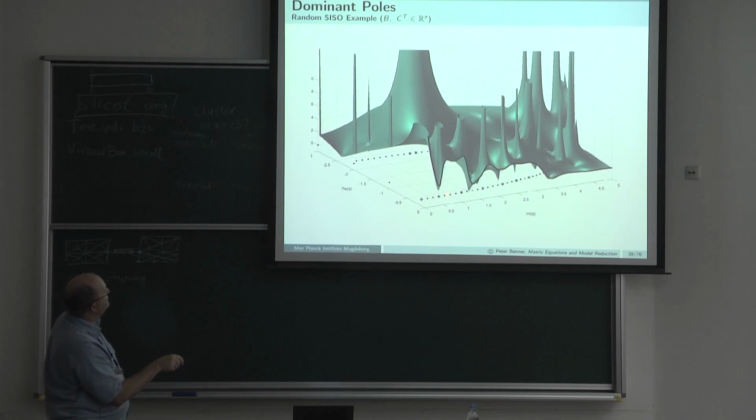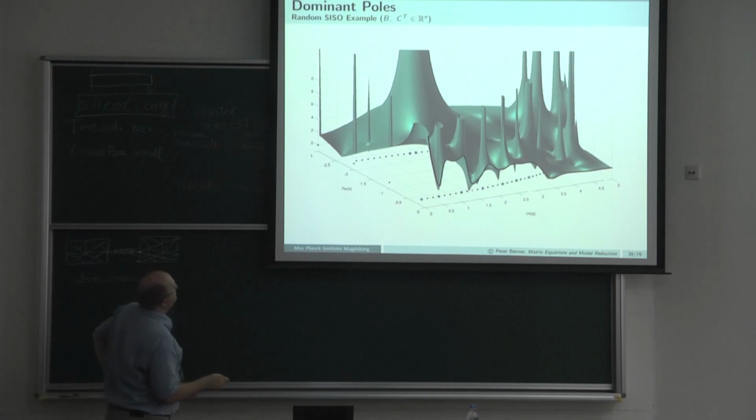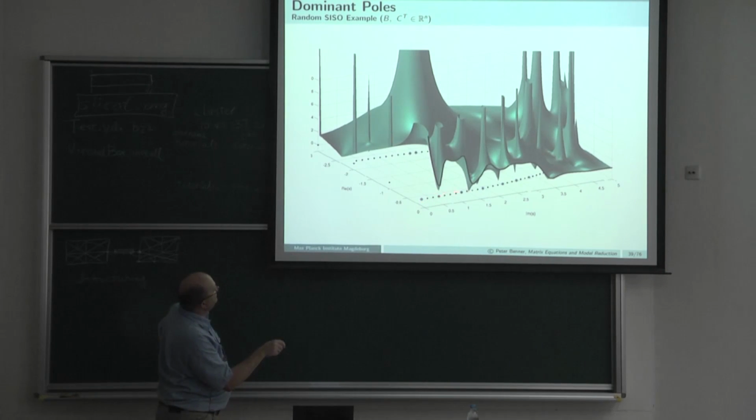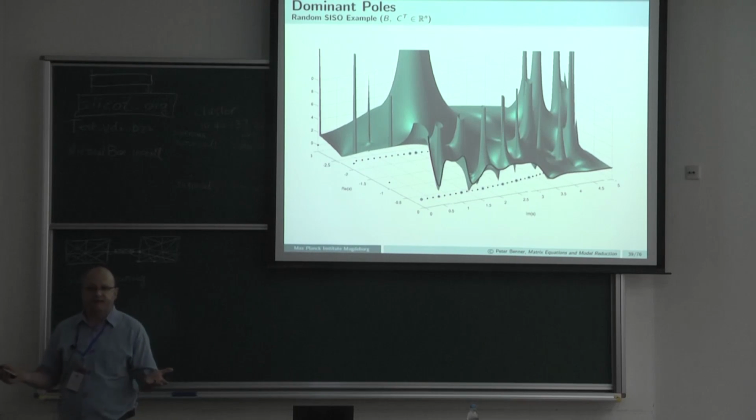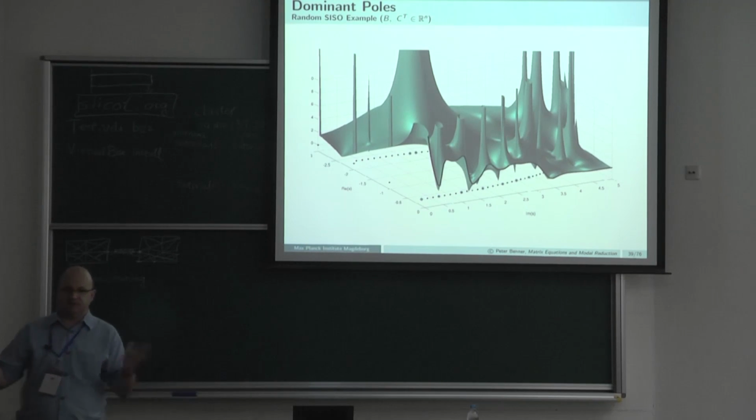The next one is here, and then the next one is here. So you see, these are the selected dominant poles, and you miss two or three that you would otherwise select with the old criterion, which is only based on nearness to the imaginary axis.